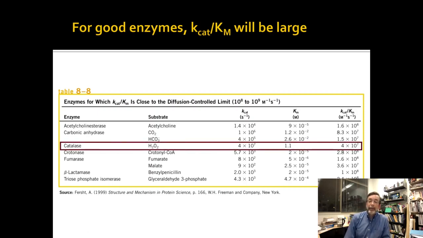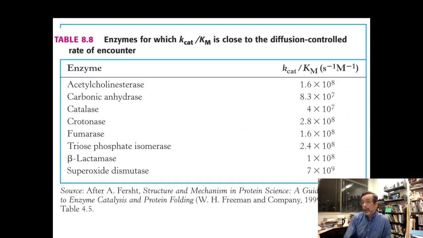And look at catalase right there. So catalase has a bad Km, but a super good Kcat, and on average it comes out to be a perfectly good average enzyme, a Kcat/Km of 4 times 10 to the 7th. So we have numbers, and we can ask you homework problems about those numbers.